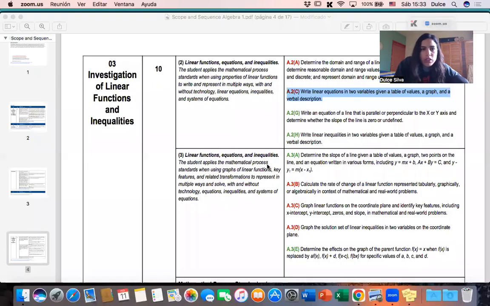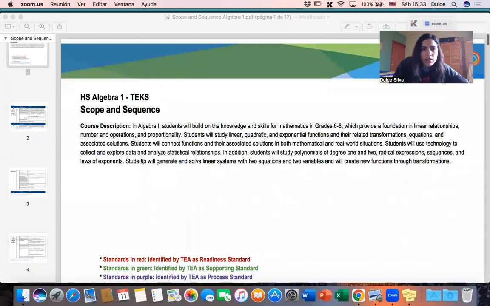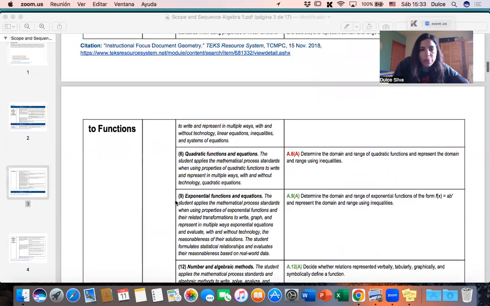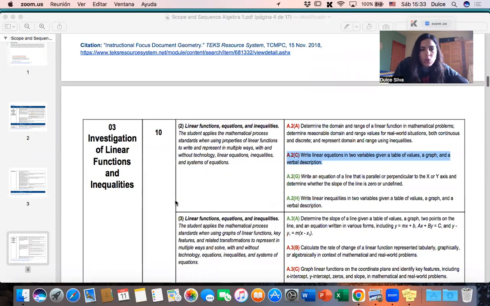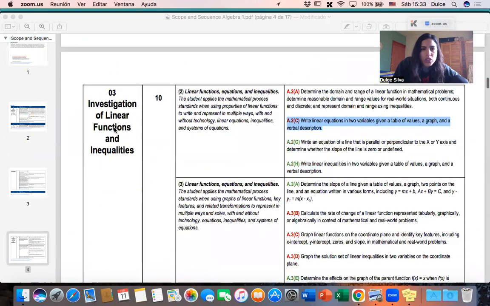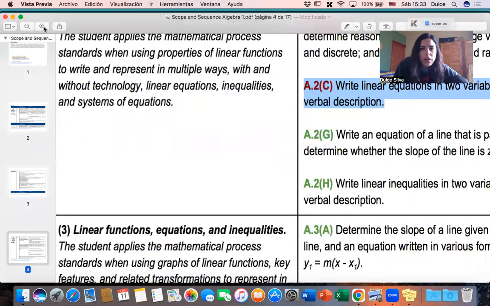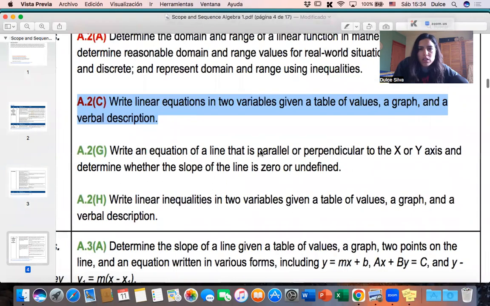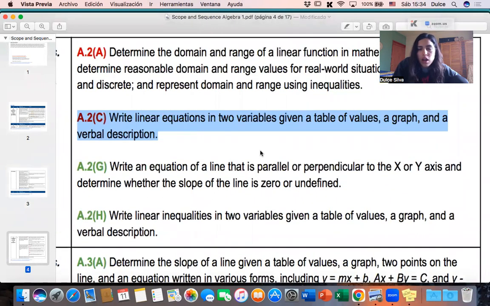I am currently teaching Algebra 1 for 9th semester. So I have chosen one standard in the Unit 3 investigation of linear functions and inequalities. I have chosen this standard: write a linear equation in two variables given a table of values, a graph, and a verbal description.